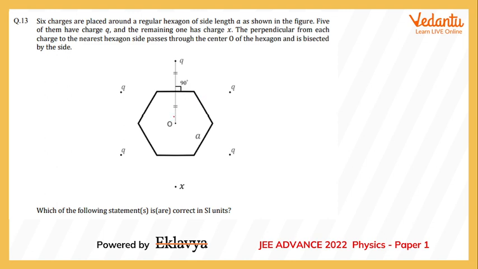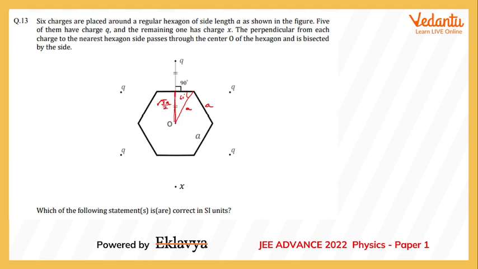It shows a hexagon of side length A and there are six charged particles kept surrounding this hexagon such that all particles are at the same distance from the center, and that distance is to be calculated. So if the side length is A, then this distance is also going to be A, and then this distance is going to be A sine 60. This angle is going to be 60. So it is going to be root 3A by 2, this distance.